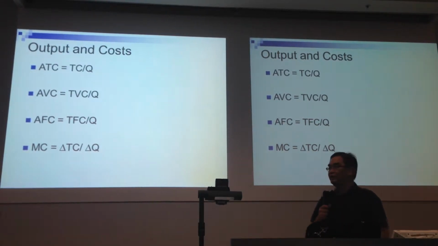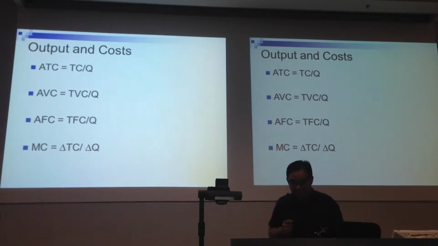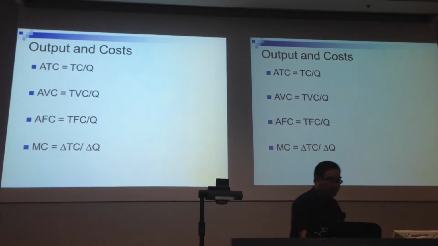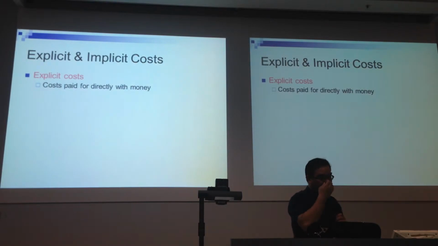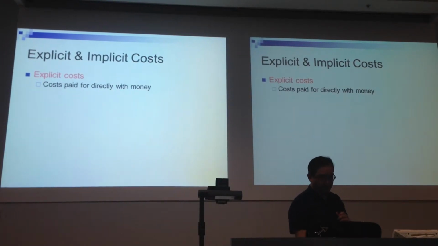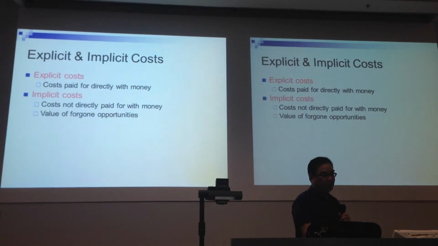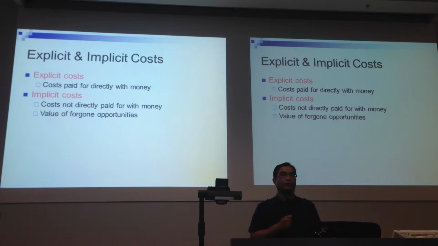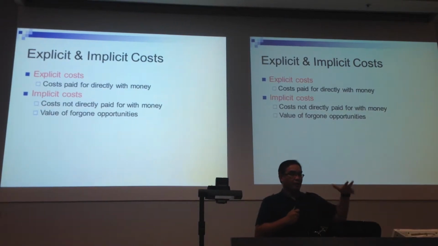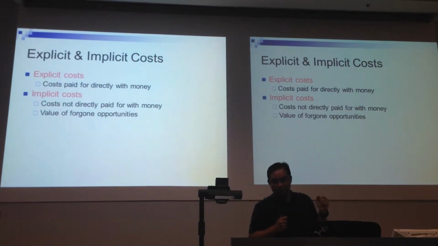Now we can also classify costs either as explicit or implicit costs. So, quick summary. Explicit costs are costs paid for directly with money, while implicit costs are actually opportunity costs. By looking at the explicit and implicit costs, you can also calculate the profits of the firm.